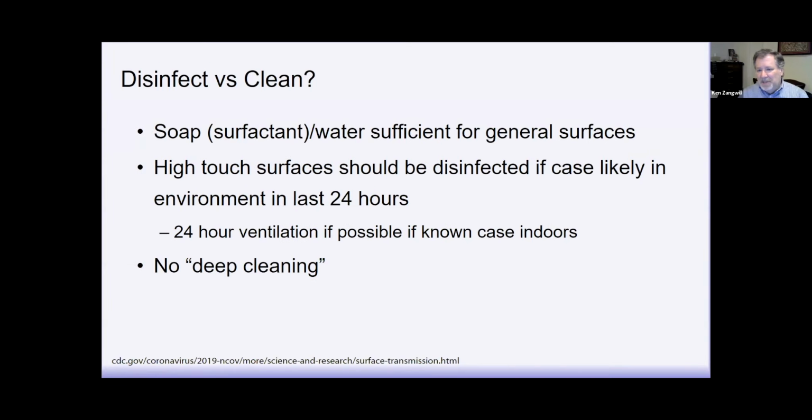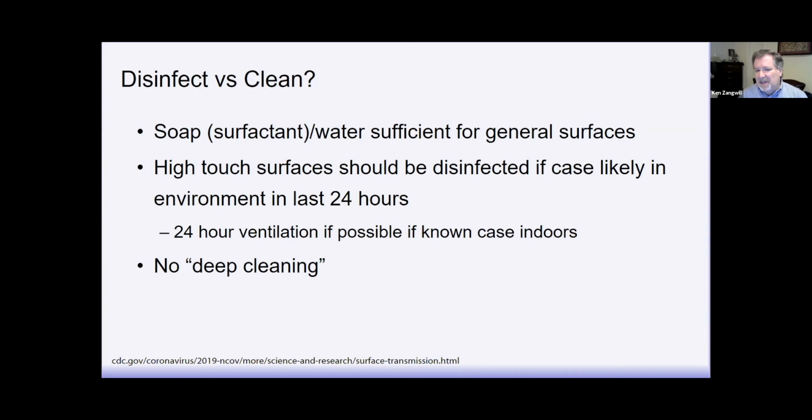Now, while we're talking about surfaces, disinfection versus cleaning. Again, it's worth reminding ourselves that soap and water is fine as a cleansing agent. It's a surfactant. It will get rid of pathogens, and it's just fine for waiting rooms and whatever you need to clean. We do recommend high-touch surfaces be disinfected, which of course is killing germs.